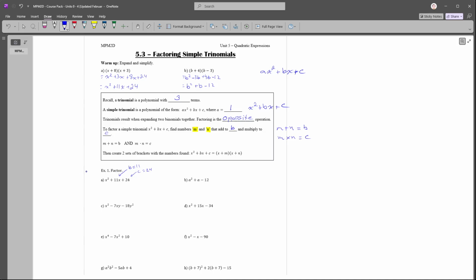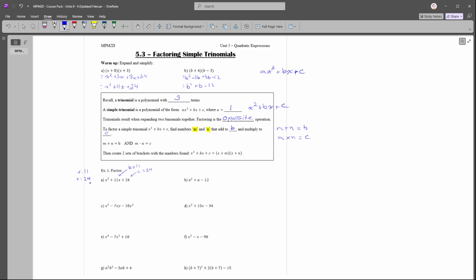So we want two numbers that add to 11 and multiply to 24. They need to add to 11 and they need to multiply to 24. Now, they can be any two numbers that satisfy this. We know that they multiply to 24, so let's start with that. Let's think of all the numbers that multiply to 24.